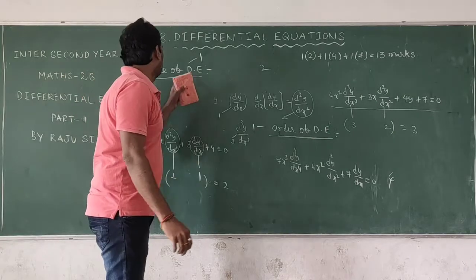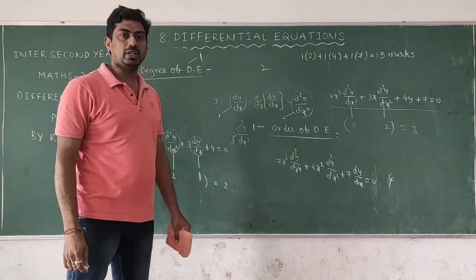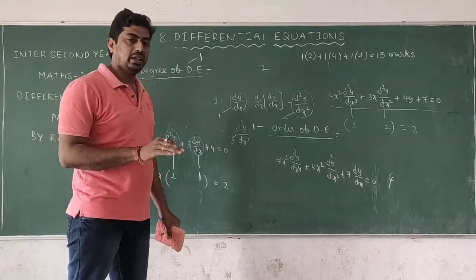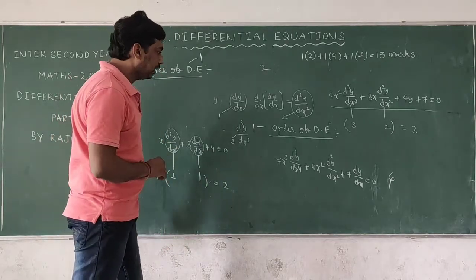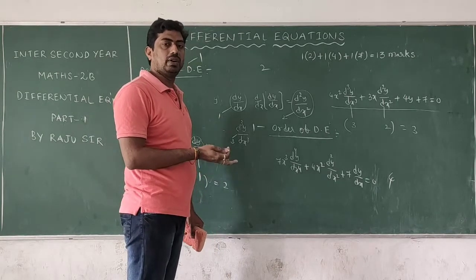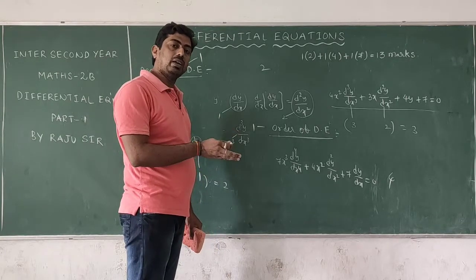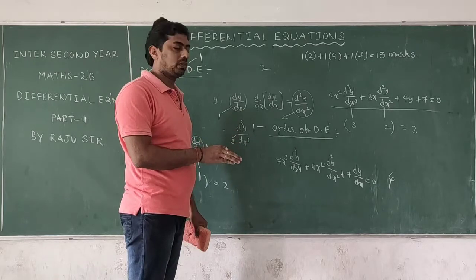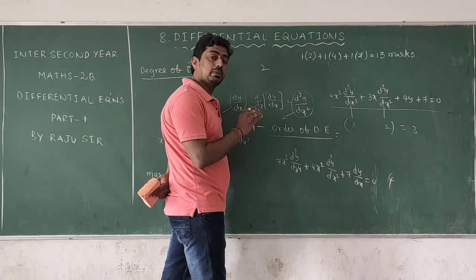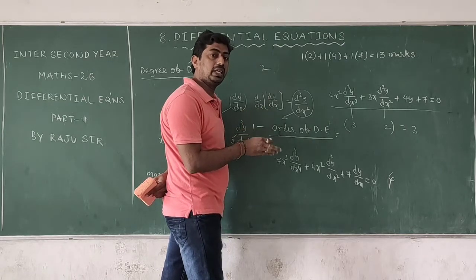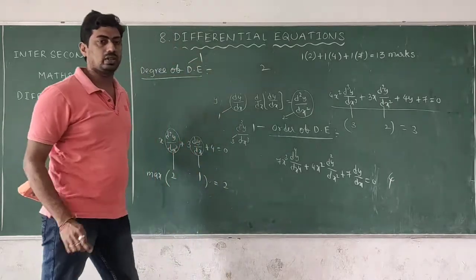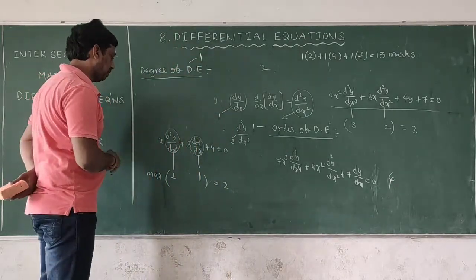Okay. Now we go for the degree of the differential equation. In which way can we write the degree? The definition is the power or exponent of the maximum order derivative of the differential equation. So the power of the maximum order derivative of the differential equation is called the degree of the differential equation. Not understood? Check once here.